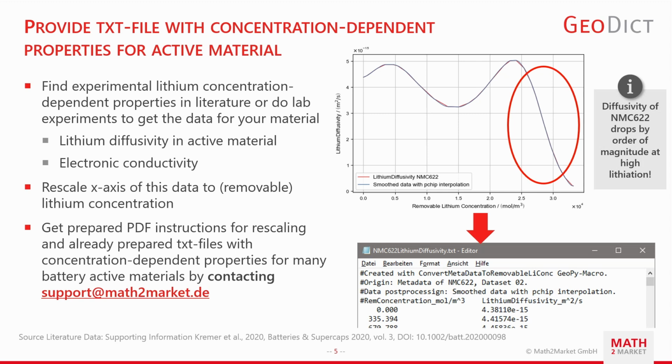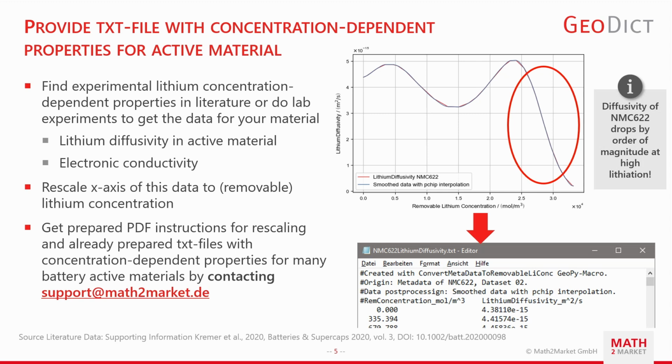The first challenge is to get this data for your simulation, and you need to rescale it. So you need the data as a table in a text file. The first column is the removable lithium concentration that is between 0 and Cmax, and the other would be the diffusivity. If you want to know how you get these text files, we prepared the text files already for many of the active materials that we ship with GeoDict. You can just write to support@math2market, and then we can send you this. We also have a PDF instruction that we can give to you if you measured your own material in the lab and you want to know how to set up the text file. You can also ask us and we can provide it to you.